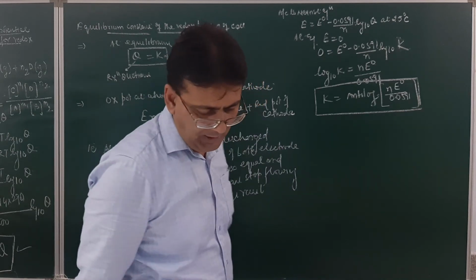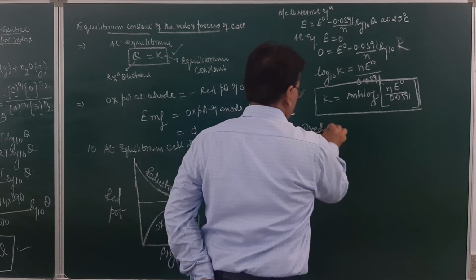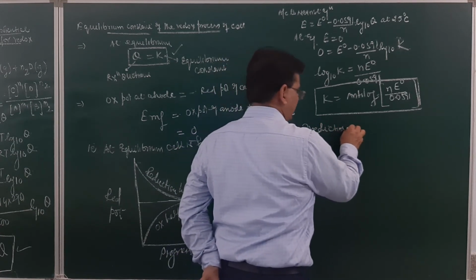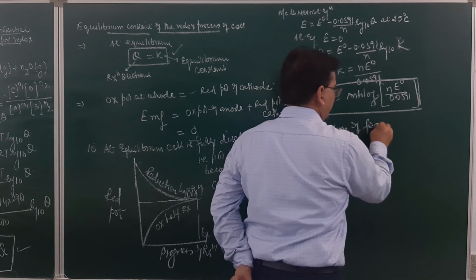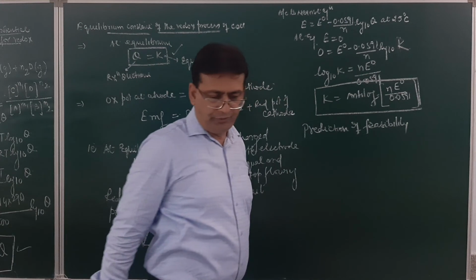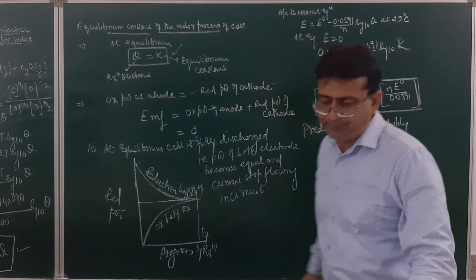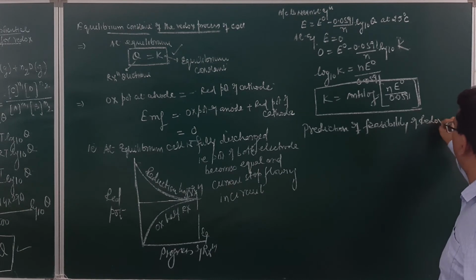Is it clear? When the reaction is at equilibrium, the cell potential will drop to 0 and the cell will stop working. And then the last concept of this lecture, prediction of the feasibility of a redox process.